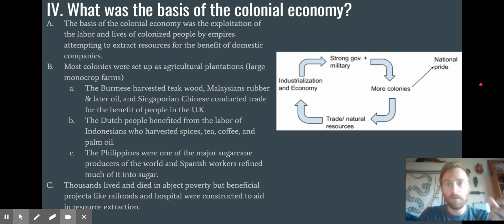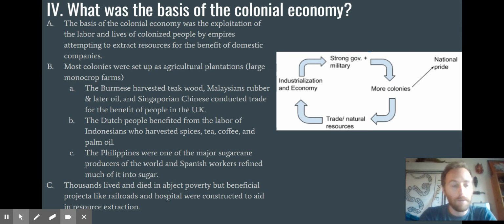The basis of the colonial economy is extraction of resources. So most of this is set up as monoculture, meaning one crop, plantations. In Burma, it's teakwood. In Malaysia, which is basically, Singapore is part of Malaysia, it's kind of the south part of the peninsula, south of Thailand, it's rubber and later oil. The Singaporean island itself has millions eventually of Chinese immigrants go there that speak all the local languages and conduct trade that ends up benefiting local elites, but mostly the people in the United Kingdom itself.